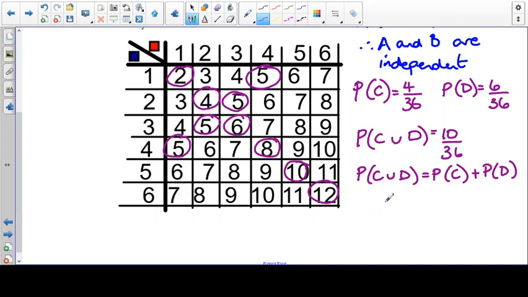Okay, but you can't really say that in a sentence. So this is what you need to show in terms of maths. Therefore, C and D are mutually exclusive. This is what you need to show in terms of the maths, although you can physically see that there's no overlap.